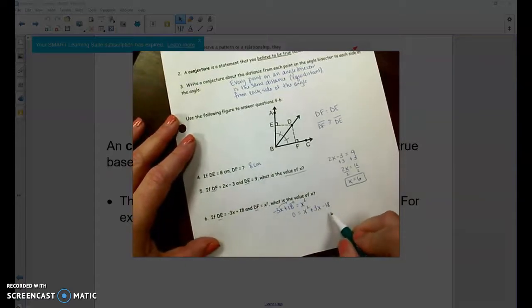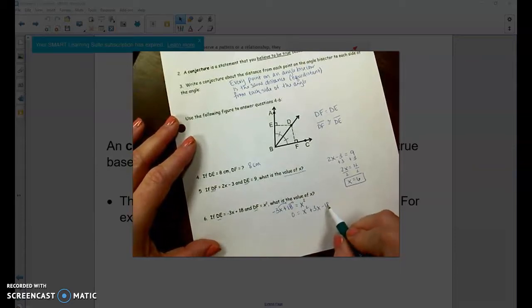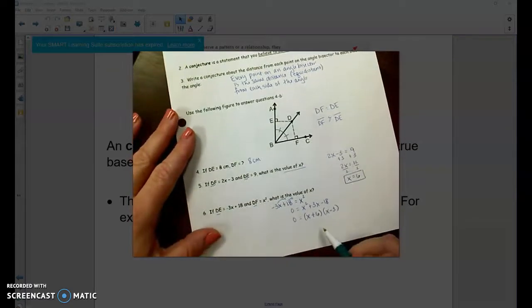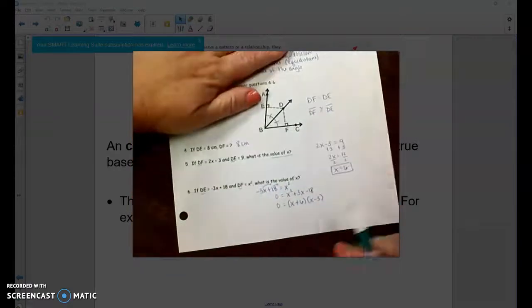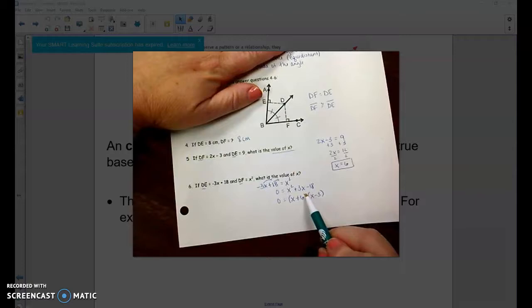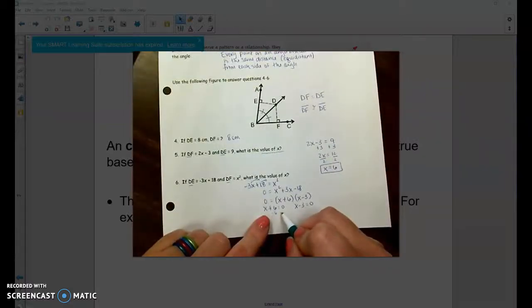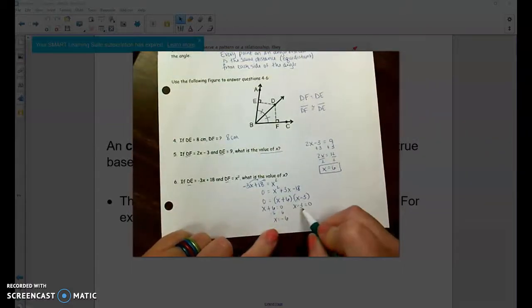So I need factors of negative 18, numbers that multiply to get negative 18, that add to get positive 3. And so those are positive 6 and negative 3. 6 times negative 3 is negative 18. 6 plus negative 3 is positive 3. Now remember, that does not mean x is 6 or x is negative 3. You have to use the zero product property, which says if these two things multiply to get 0, then at least one of them has to be 0. So either x plus 6 is 0 or x minus 3 is 0. Solving these by subtracting 6 from both sides, I get x equals negative 6. Adding 3 to both sides gives me x equals 3.